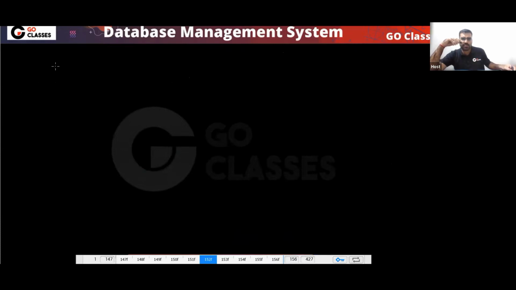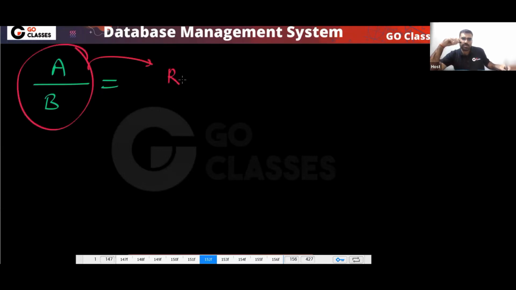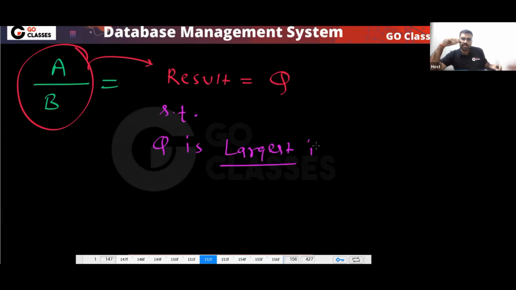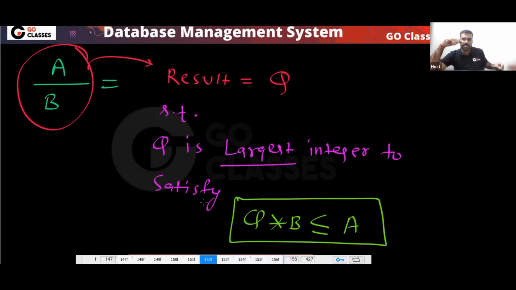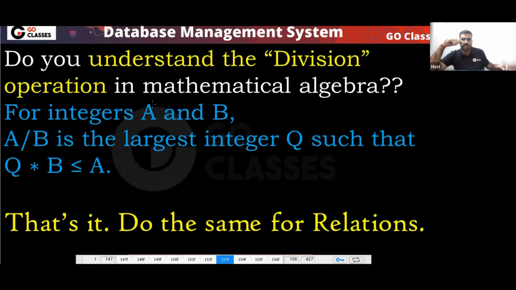So if you have a divided by b, the result will be some integer, and it should be the largest. The result will be q such that q is the largest integer to satisfy the following property, and the property is q multiplied by b is less than or equal to a. To satisfy this property, this is the largest integer. This is the answer. Now, did you understand this?